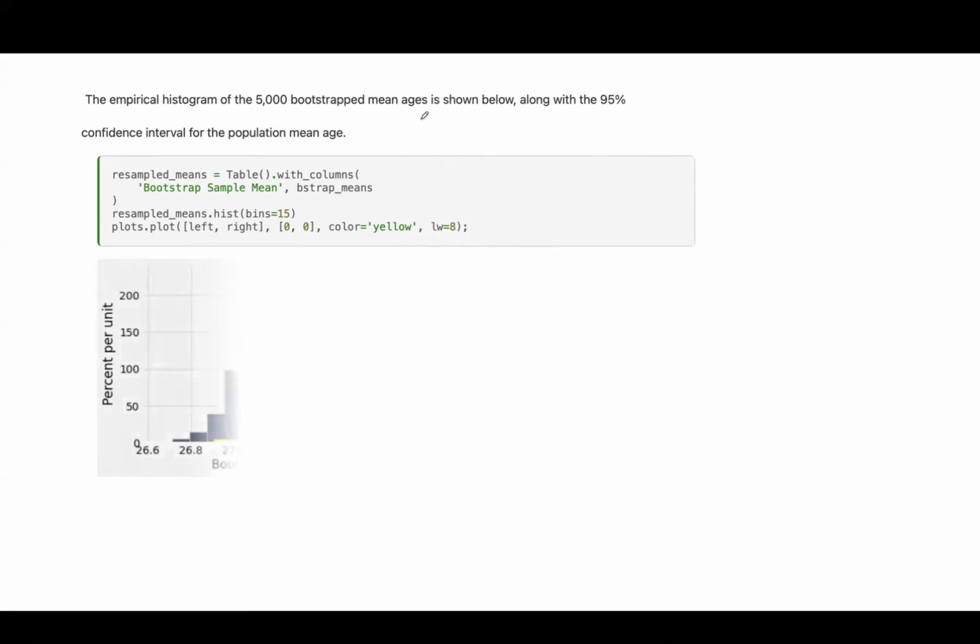The empirical histogram of 5,000 bootstrapped mean ages is shown below, along with a 95% confidence interval for the population mean age. So we use the bootstrapping method and our histogram is visualized down here.